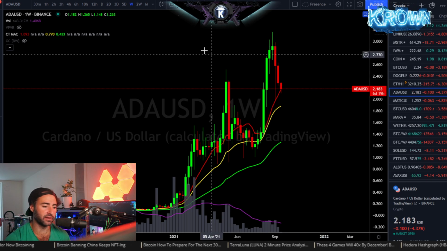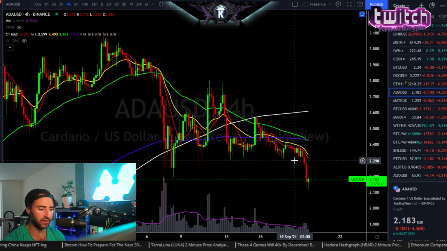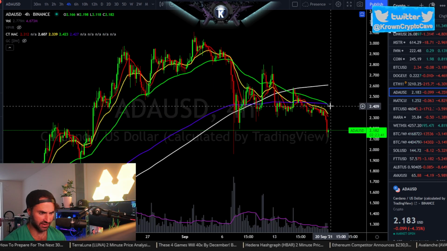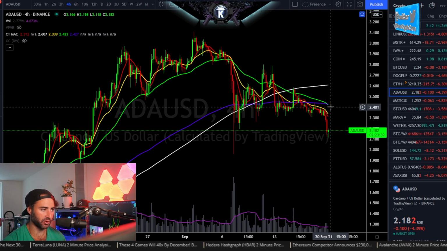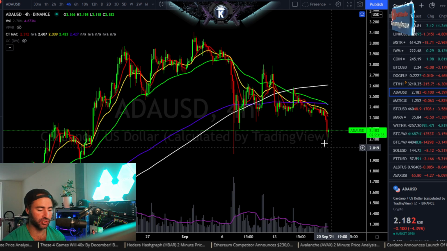I do want to see where we're at in the grand scheme of things. Okay, we're right on the weekly 10 simple right here. I'd look for a short-term bounce off this current level before anything else, but heavily bearish, especially as long as you're below about 240 or so. And I would be looking for this one to make a run down around $2 even.